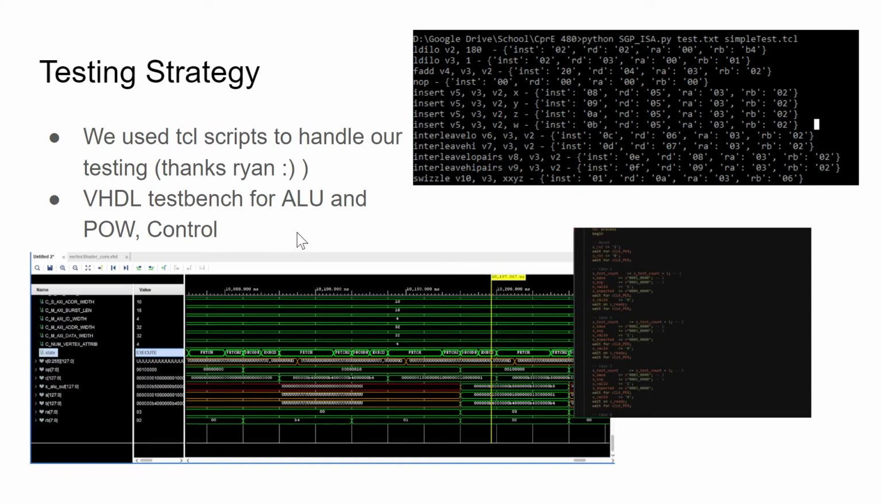Gotcha. So here's a little about our testing strategy. Our main focus was testing each individual unit at first, like our ALU, our power, our control when we had one there, with our pipeline. And in addition to that, we were using, thanks to Ryan, his Python script to write up some assembly and then generate some TCL scripts that we could plug into simulation and test out.